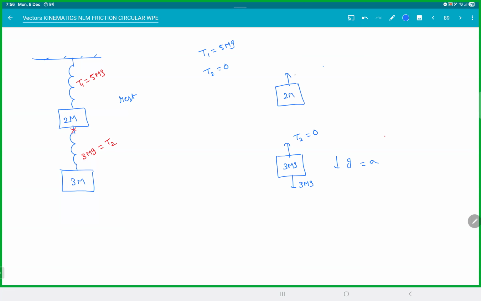For 2m, see the upper spring force. See, springs have this tendency. They will apply force only based on the elongation. They don't care what the external forces applied are. So this is 5 mg. This is 2 mg. This thing will go up with acceleration. So that would be 5 mg minus 2 mg by 2m. A1 will be 3g by 2. So this block will fly up with 3g by 2 and the 3m block will fall down with g. Is that clear, everyone?